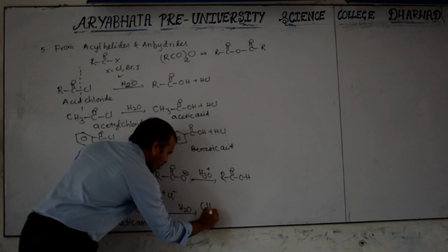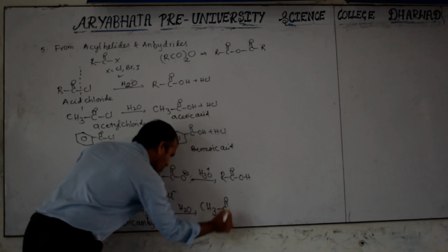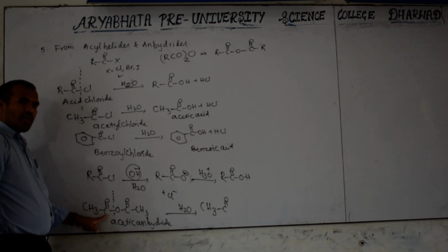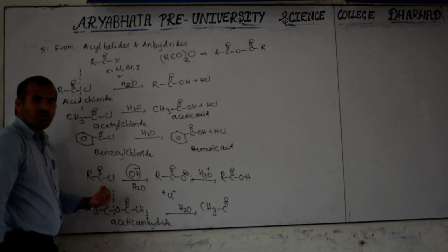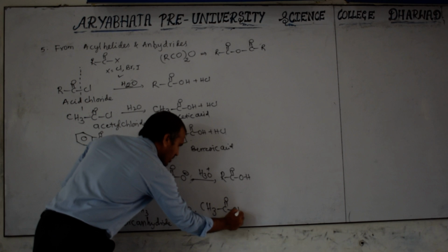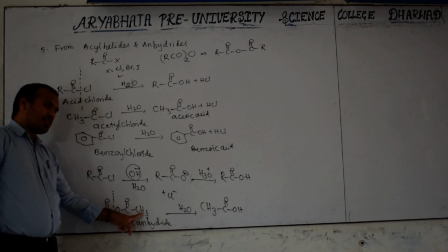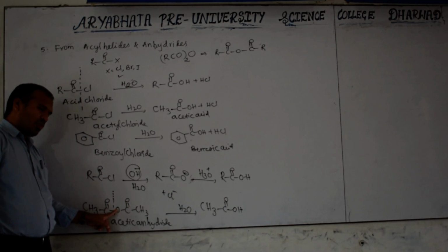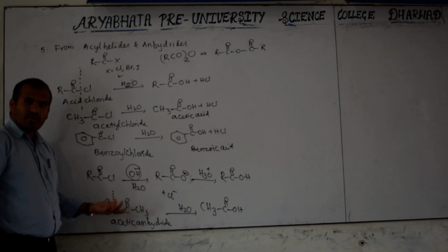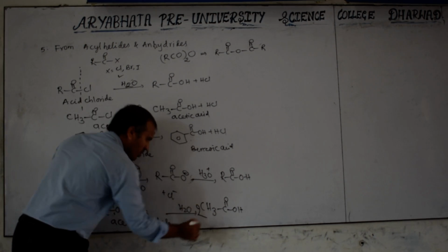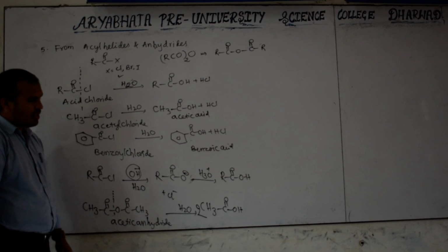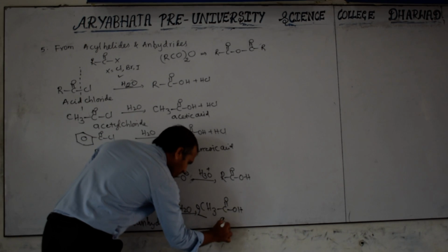Then I am writing the product here: CH3 C double bond O. Less electronegative carbon, then what will you get? OH or H? OH. Then this is OH. Now CH3 C double bond O, then we will get H. Then again it converts the same amount of things, so we get 2 moles. This is called acetic acid.